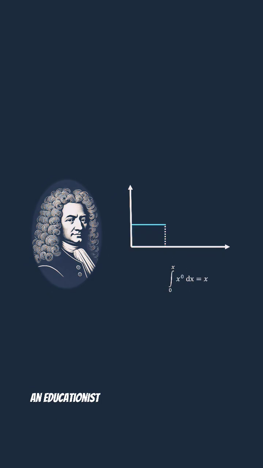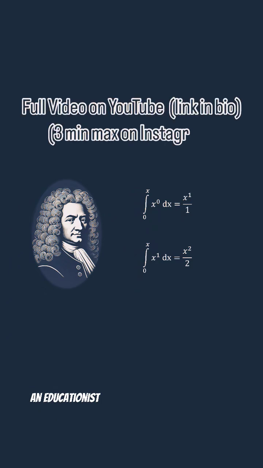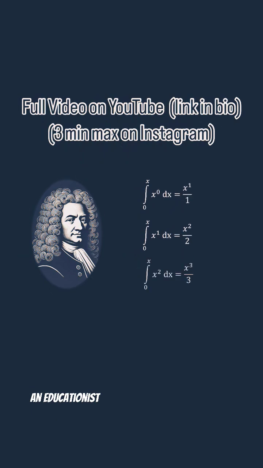Next, consider the function where x is raised to the power of 1. The area under this curve forms a triangle, which has an area of 1/2 multiplied by x squared. So the integral of x is x squared divided by 2. At this point, you might notice a pattern. When x is raised to the power of 0, the result is x to the power of 1 divided by 1. When x is raised to the power of 1, the result is x to the power of 2 divided by 2. It wouldn't be unreasonable to predict that if x is raised to the power of 2, its integral will be x cubed divided by 3.